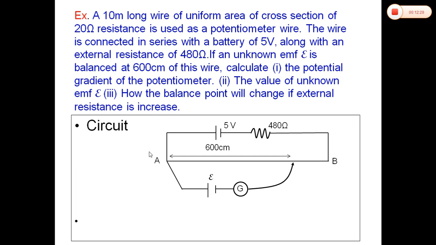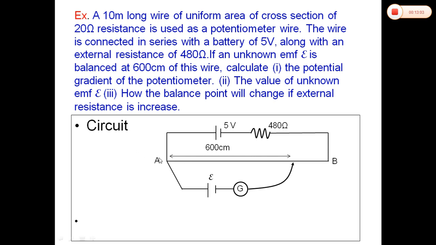Students, this is the circuit diagram in which a 10 meter long wire AB is stretched between 2 points. It is connected with a battery of 5 volt and an external resistance 480 ohm. Here this is the unknown EMF which is balanced on the wire at 600 cm. Now the main question is, number 1, what is potential gradient of the potentiometer wire? We know, students, the potential gradient is the potential per unit length.